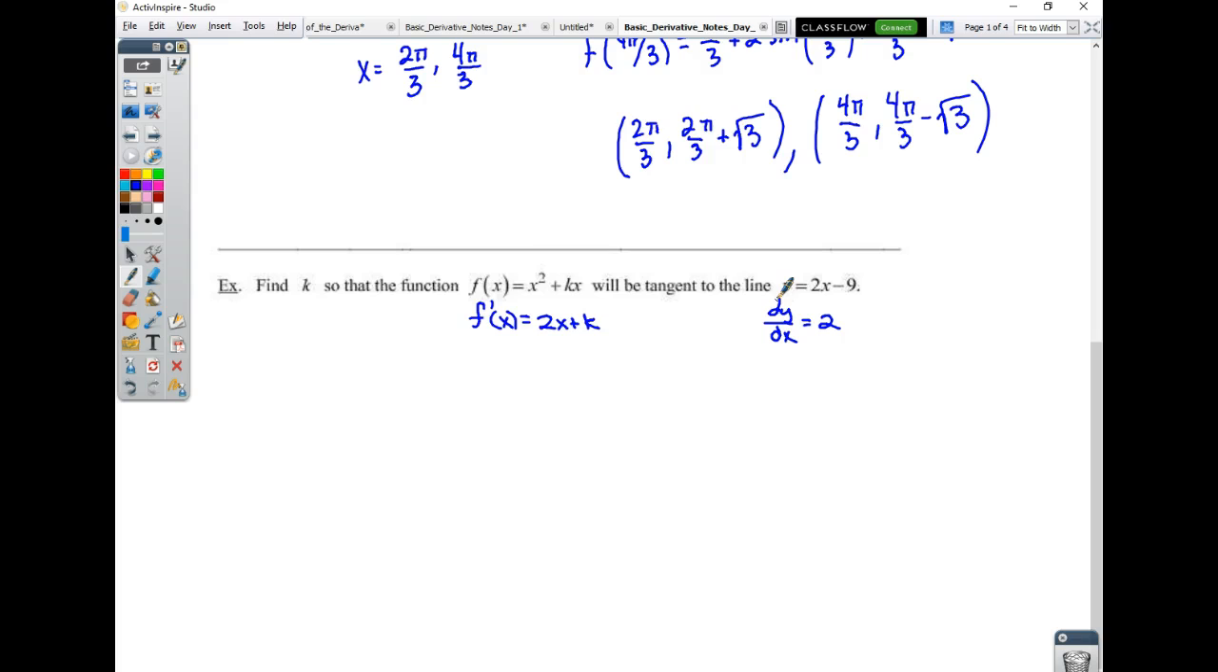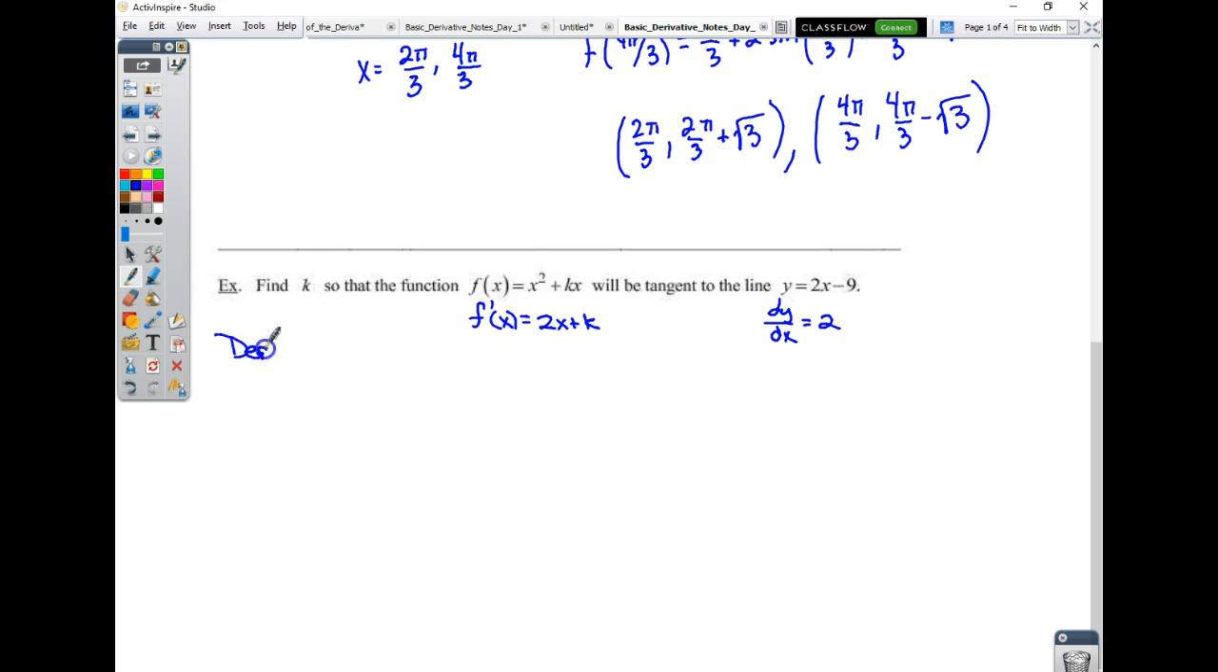A typical mistake that happens here is students want to take the derivative of this and set that equal to just 2x minus 9. Why would that be a mistake? I'm comparing a slope to a point, which we can't do. Beautiful, brilliant. Yes, I like this. This is making me happy.